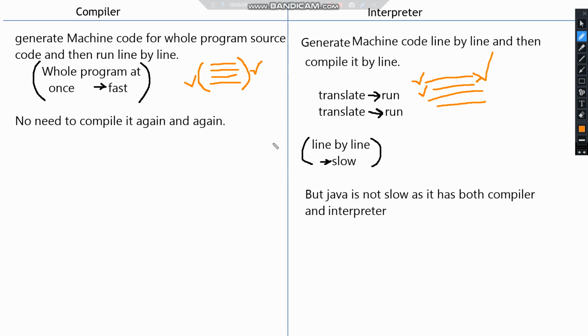Now, if we talk about JVM, we will be studying the working of JVM in our next lecture.